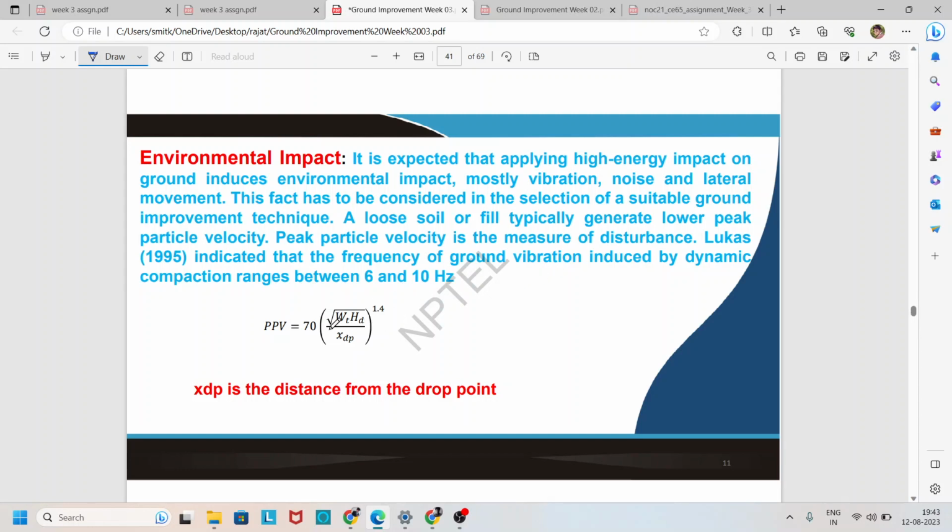It is found out by this empirical formula, which is given: 70 into root under WT into HD, where WT is the weight of the tamper, HD is the drop height, and D is the distance from the drop point. Further, we can find the peak particle velocity, and the whole thing is to the power 1.4.